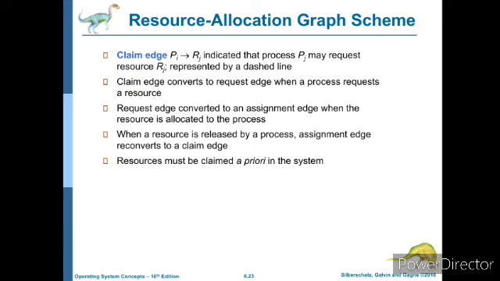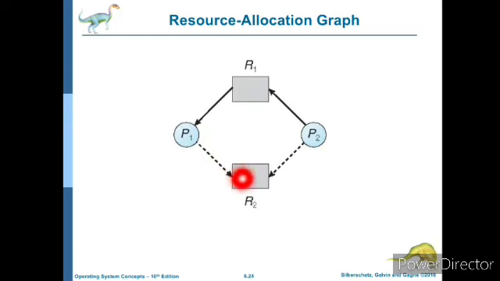This scheme is used only when there exists only one instance of each resource type. In addition to the request and assignment edges in the resource allocation graph, we introduce a new type of edge called a claim edge, that is from Pi to Rj. That indicates that process Pi may request resource type Rj at some time in the future. This edge is similar to the request edge in direction, but it is represented by a dashed line. For example, this is one example of the claim edge.